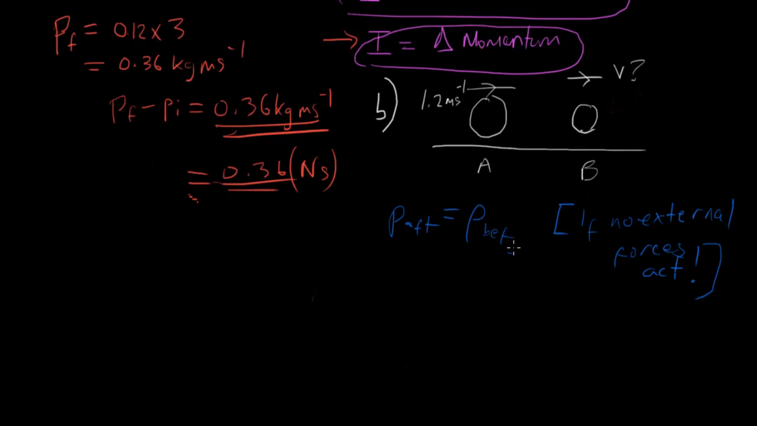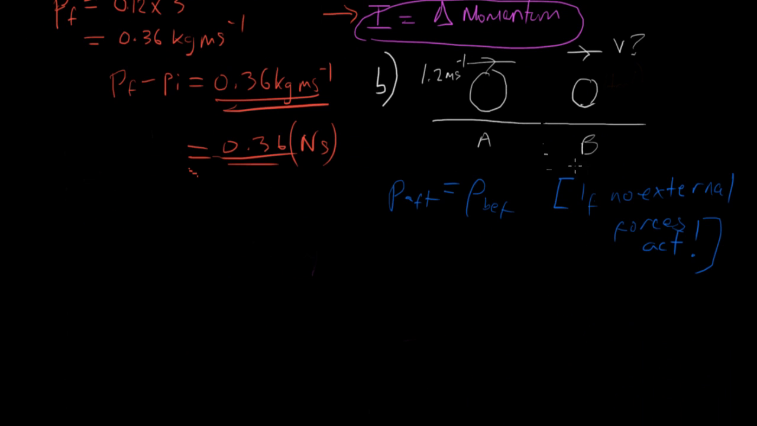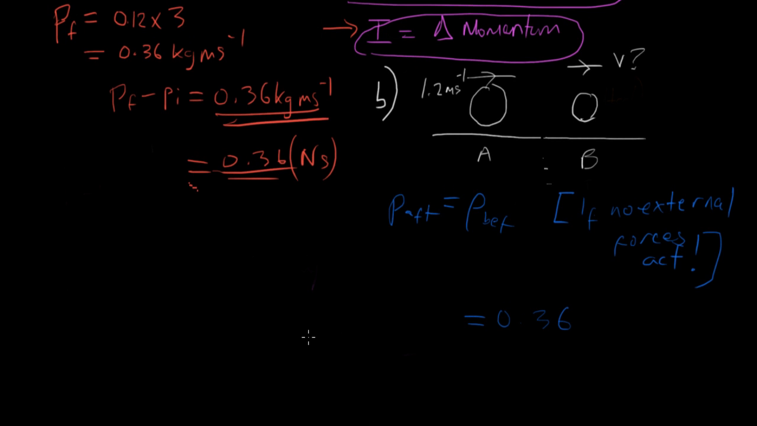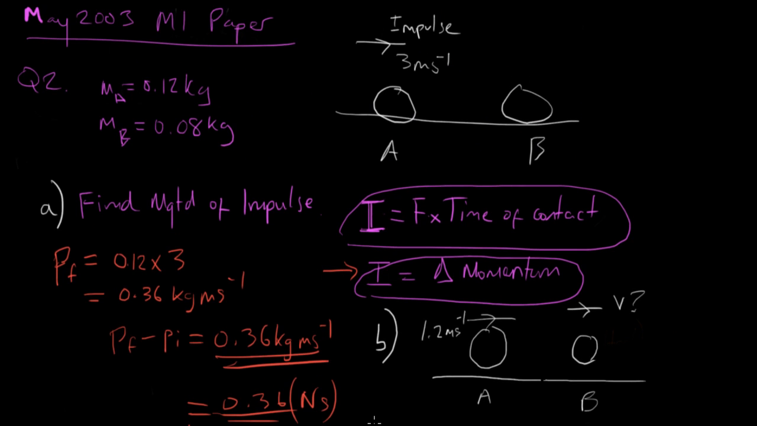So what's the momentum before? Well, it was 3 times the mass of A. We calculated it before, it was just the impulse, 0.36. So momentum before is 0.36, and the momentum after is going to be 1.2 times the mass of A, which is 0.12, so 1.2 times 0.12, plus the velocity of B, which we want to find out, times the mass of B, which is 0.08.